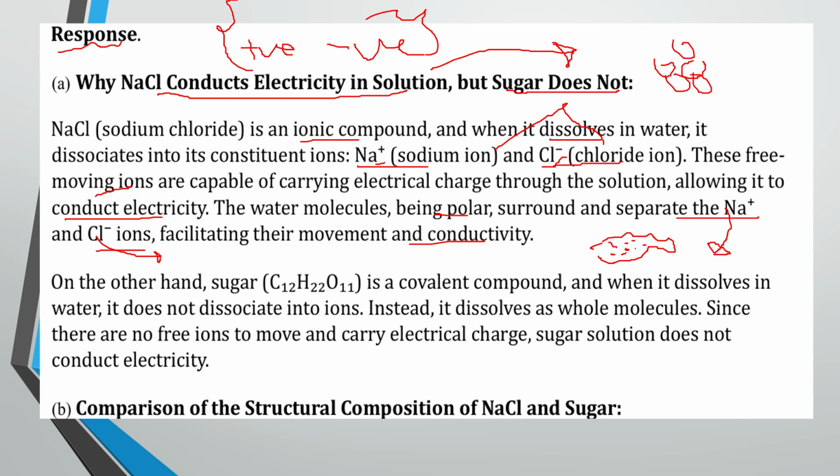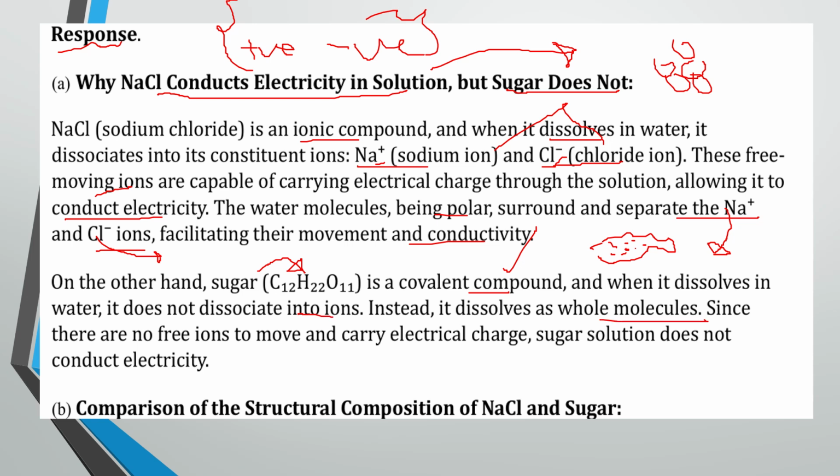On the other hand, if you look at sugar or glucose, it's a covalent compound. When it dissolves in water, remember that covalent compounds are nonpolar, so we cannot get positive and negative ions. So I'm going to say that it does not dissolve in water to give us the constituent ions. Instead, it dissolves as a whole molecule.